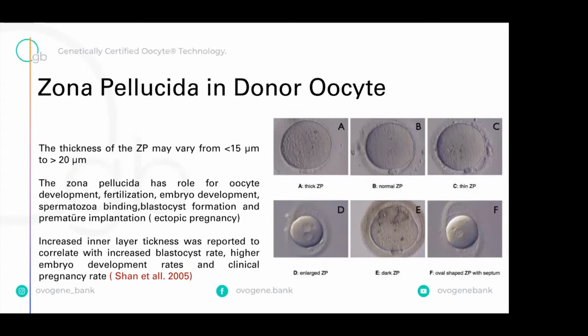The thickness of the Zona pellucida, as the next slide will show, has a direct effect on fertilization rate and cleavage rate. The Zona pellucida has a role in oocyte development, fertilization, embryo development, spermatozoa binding, blastocyst formation, and premature implantation, which is interesting because it directly affects ectopic pregnancy. Increased inner layer thickness was reported to correlate with increased blastocyst rate, higher embryo development rate, and clinical pregnancy rate.